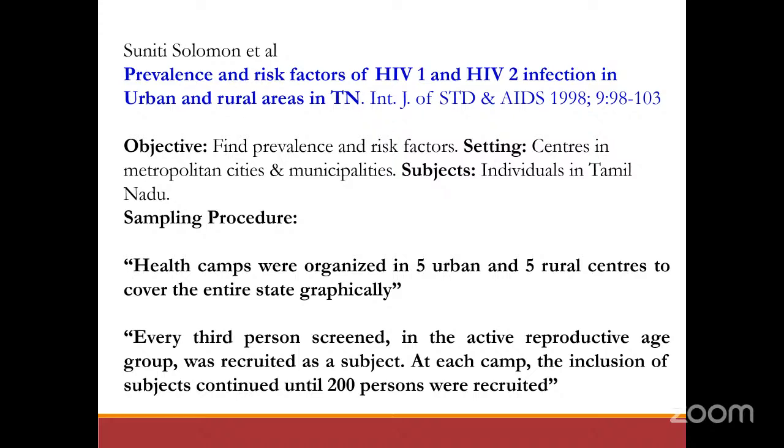Suppose this is a study of risk factors of HIV-1 and HIV-2 infection in rural and urban areas of Tamil Nadu. Their objective is to find the prevalence and risk factors of having HIV. They covered metropolitan cities and municipalities in Tamil Nadu, and their subjects are individuals in Tamil Nadu.